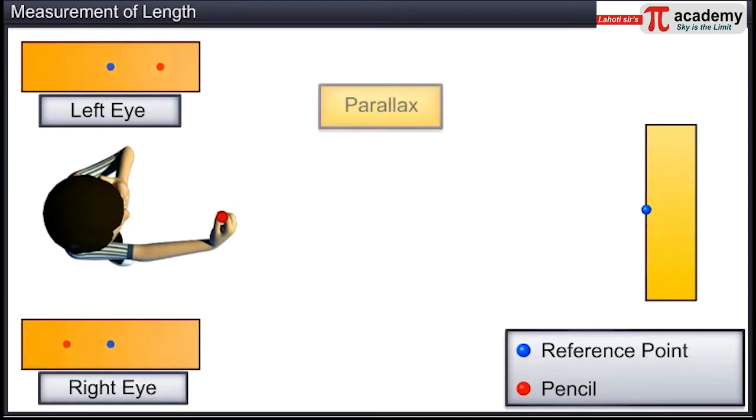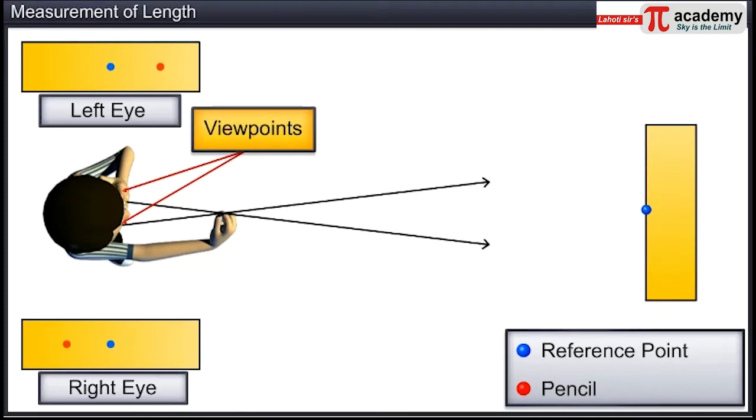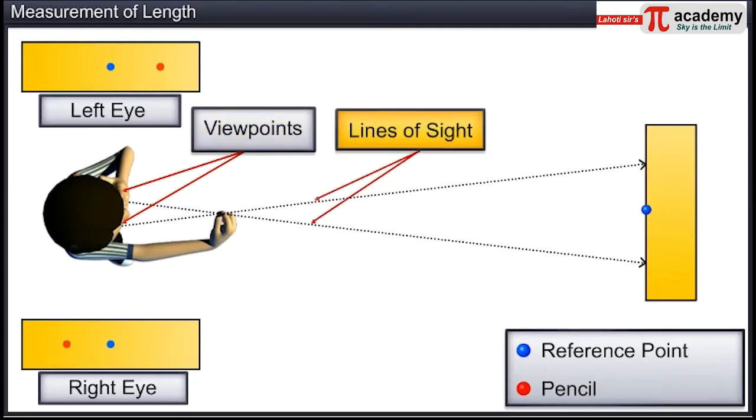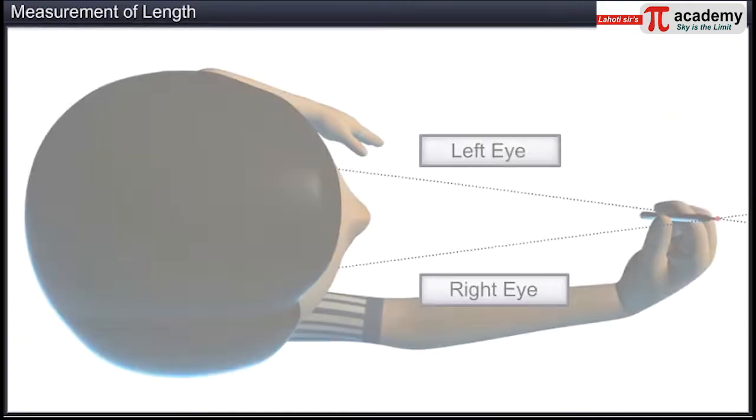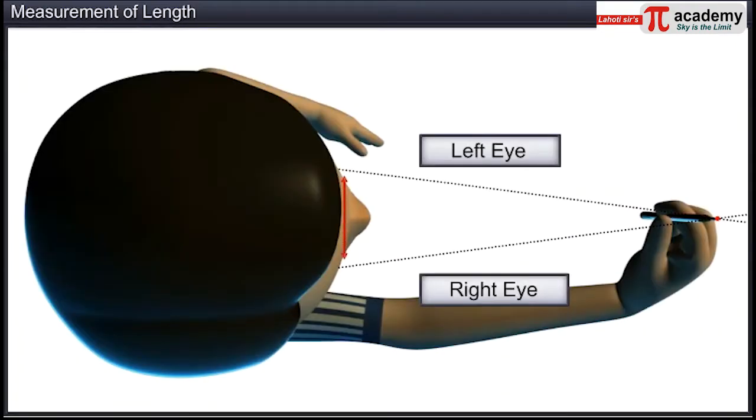This is called parallax. You may call the two eyes two different viewpoints, since when used separately, they create different lines of sight. Distance between these two viewpoints or points of observation is called basis. Here, the basis is equal to the distance between two eyes.